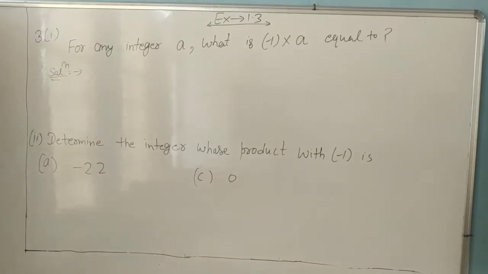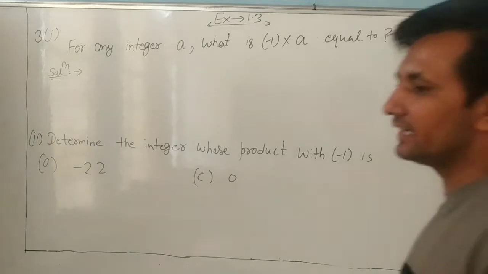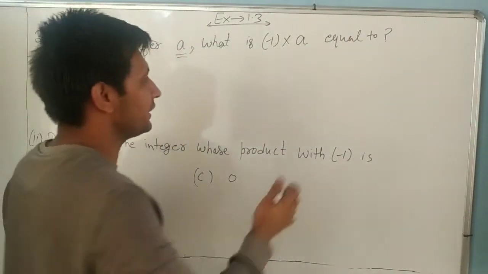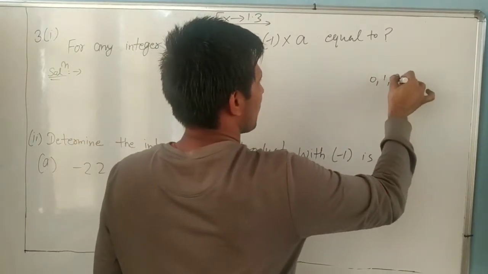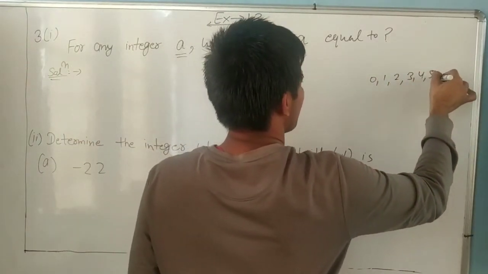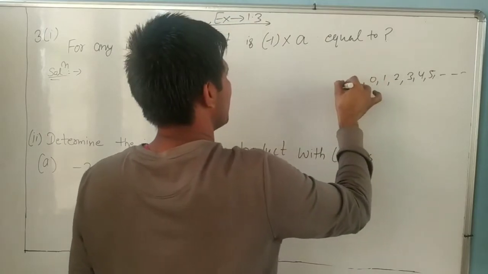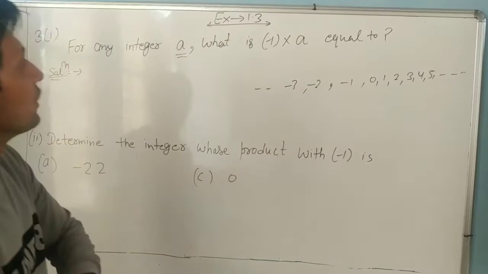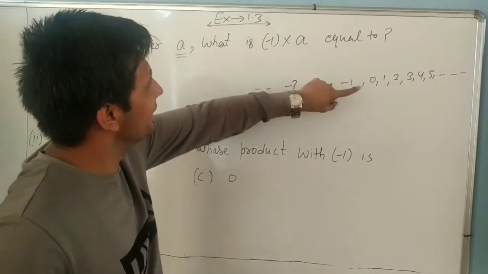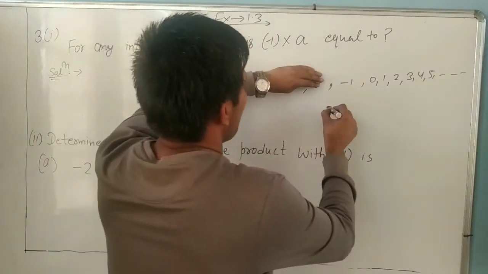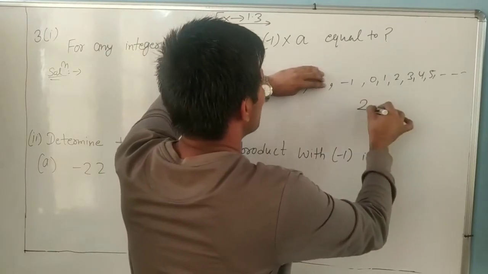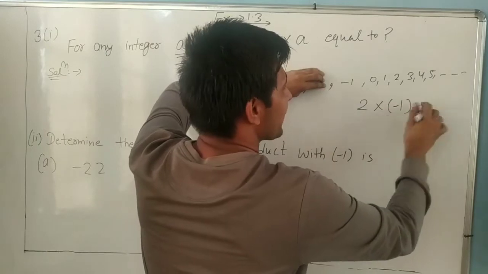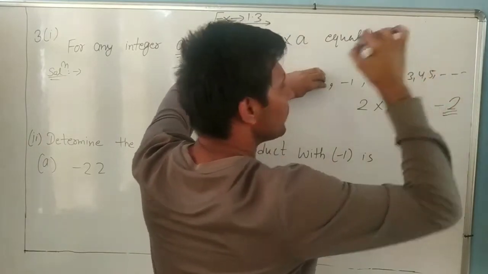Now question number 3. For any integer A, it means A is given an integer. Everyone knows what an integer is: zero and all positive and negative numbers. If we multiply any integer by minus 1, for example, in place of A is 2, then 2 into minus 1, positive into negative, is negative, so minus 2. Understand?